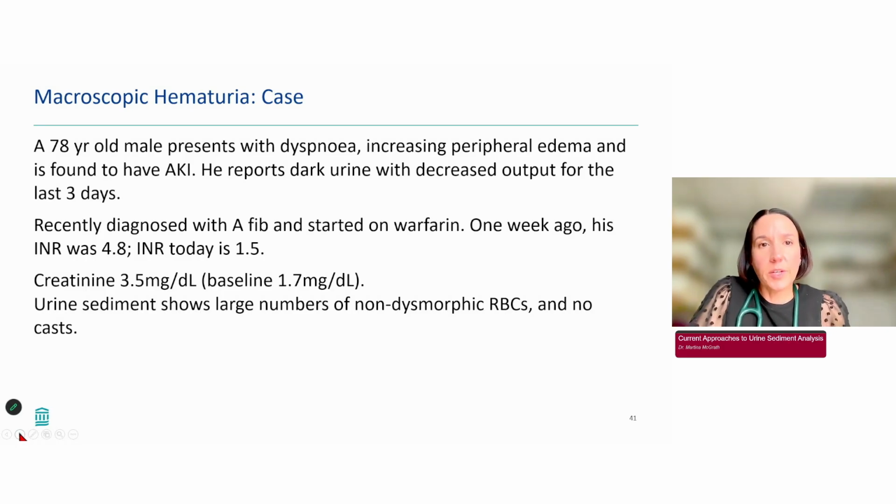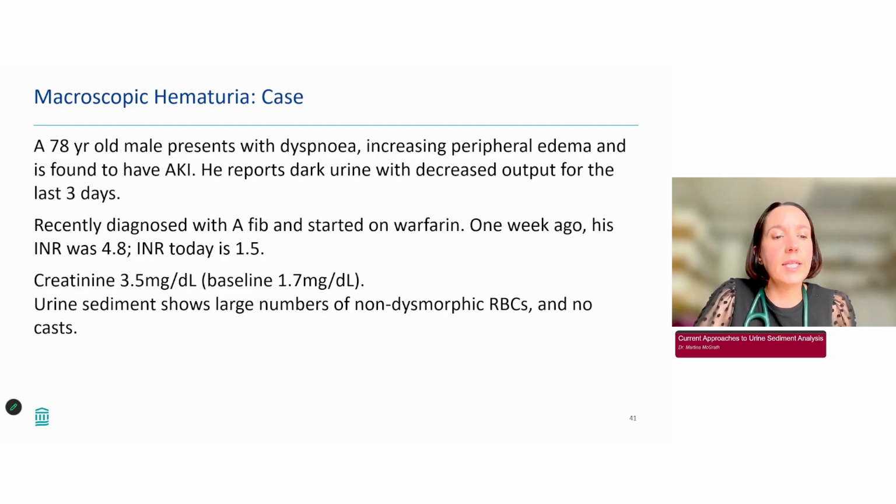So let's talk about another case of macroscopic hematuria this time. This is a 78-year-old male who presents with dyspnea, increasing edema, and is found to have AKI. He has dark urine and decreased output for the last 3 days. He was recently diagnosed with atrial fibrillation and started on warfarin. A week ago, his INR was 4.8, and today it's 1.5. His creatinine today is 3.5 from a baseline of 1.7. His urine sediment shows large numbers of non-dysmorphic red cells, but no casts.